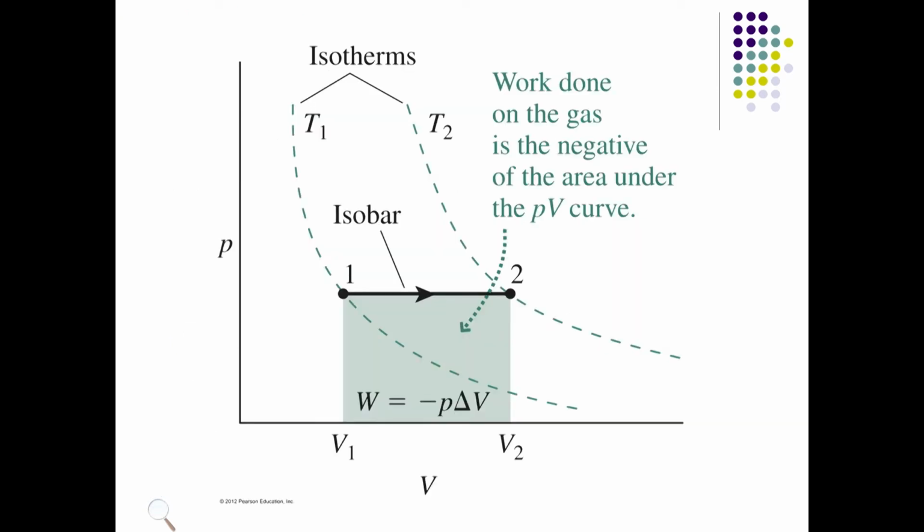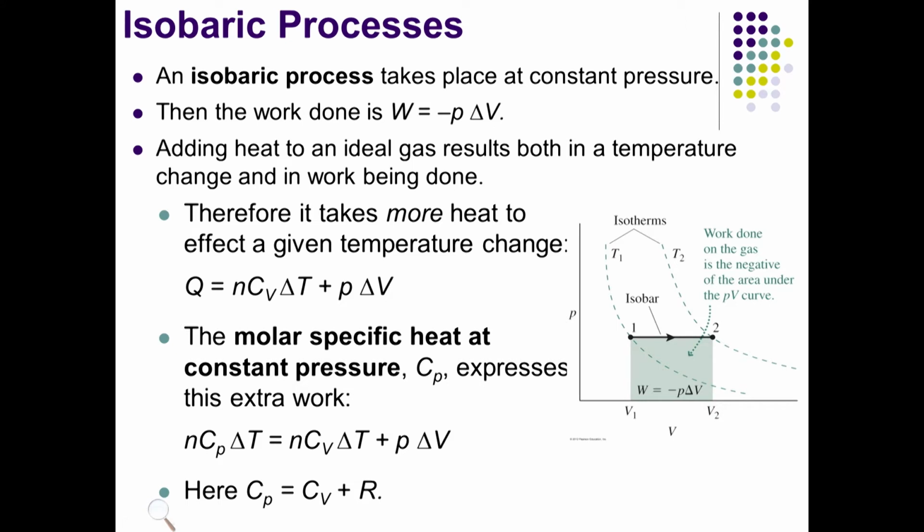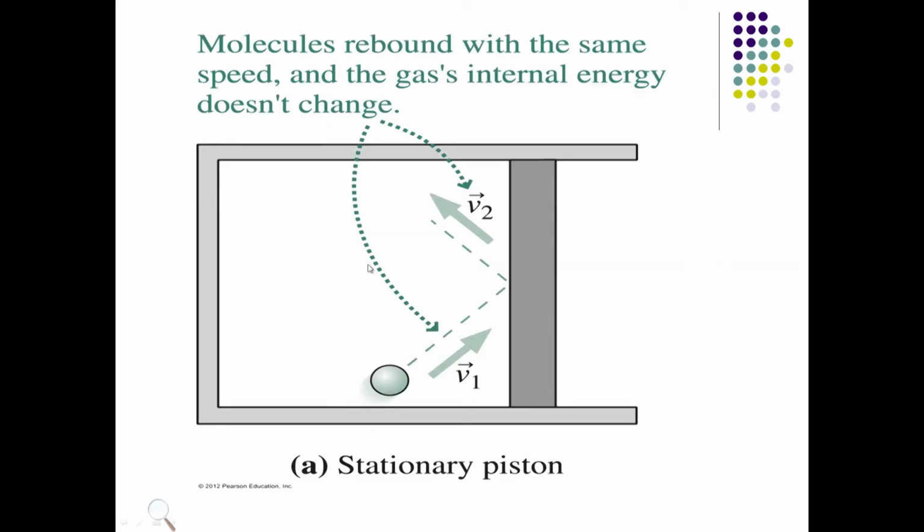But going back to the diagram on your slide, you can see here the area under the curve for the PdV curve, which is between V1 and V2 volumes and the pressure being P, and the pressure is kept constant when the volume is going from V1 to V2. That area is the work, and when the temperature is moved from T1 to T2, we have also supplied heat. Therefore, it takes more heat to effect a given temperature change, and that is the isobaric process. Molecules rebound with the same speed and gas internal energy does not change.